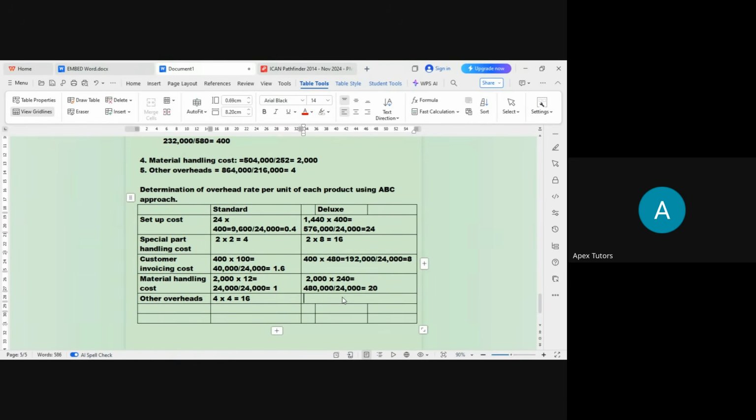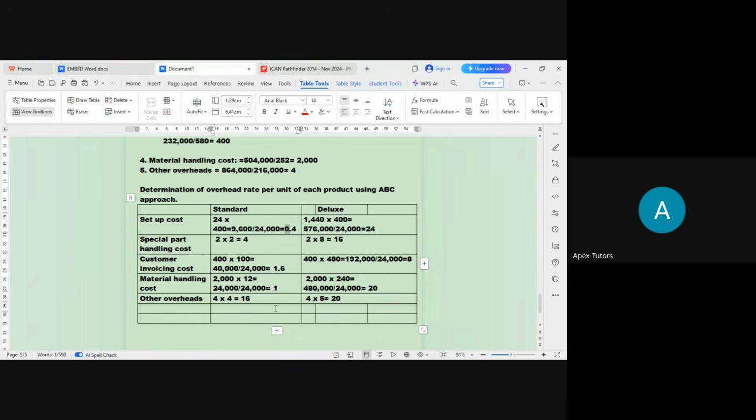And for the loss, it will be 4 by 5, which is equal to 20. So now, what do we need to do? We have to add up the unit costs we derived. We have to add everything.